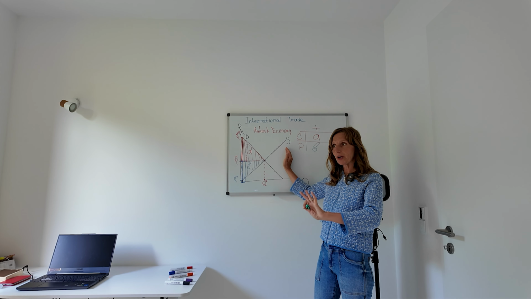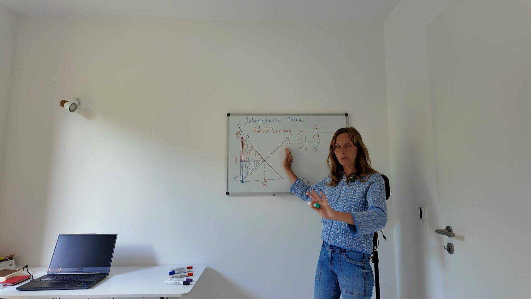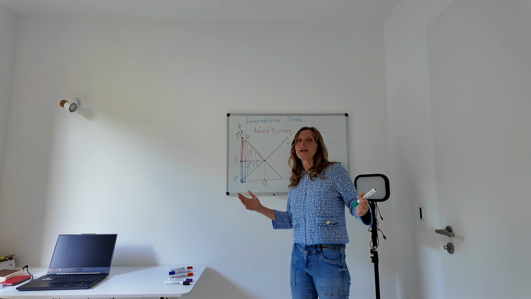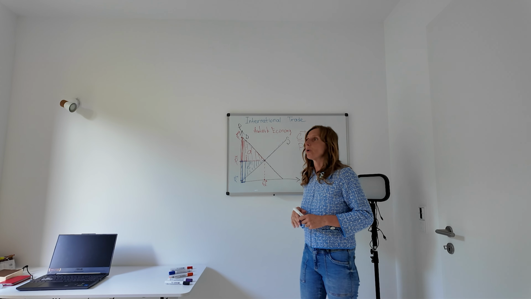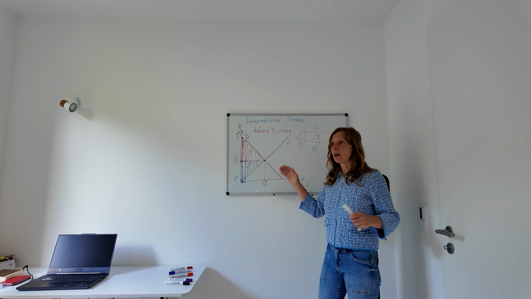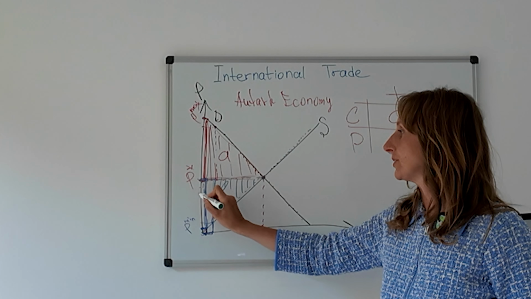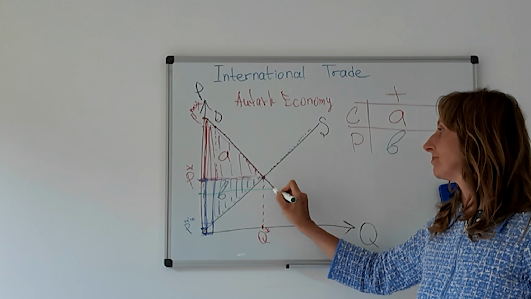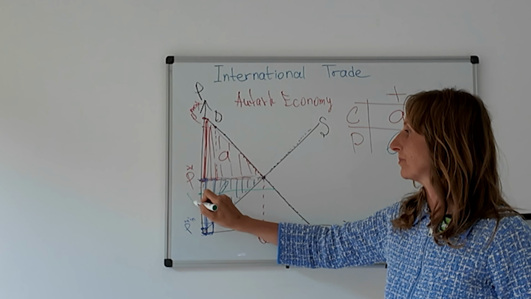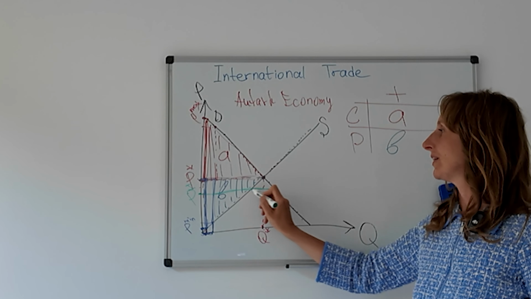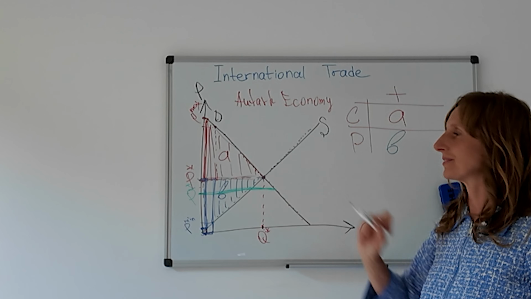But if the country opens its borders, it has to deal with other prices of the same good. So the market price in the world economy is lower. It is, for example, on this level. Price international. Let's call it international. This is an international price.